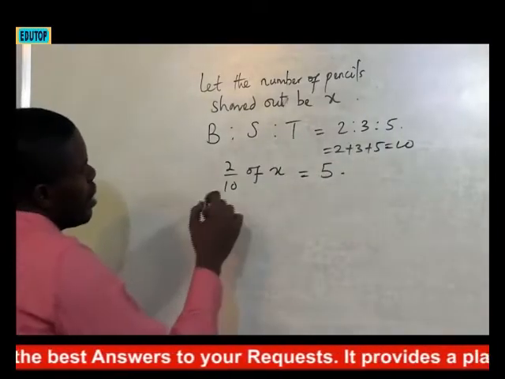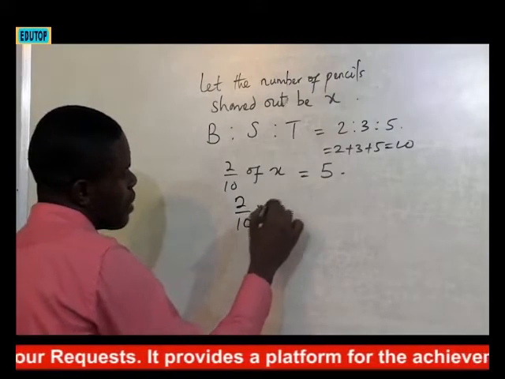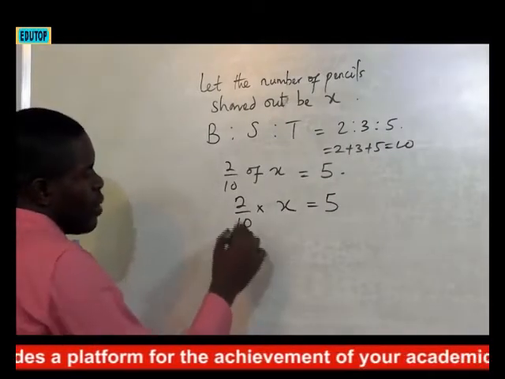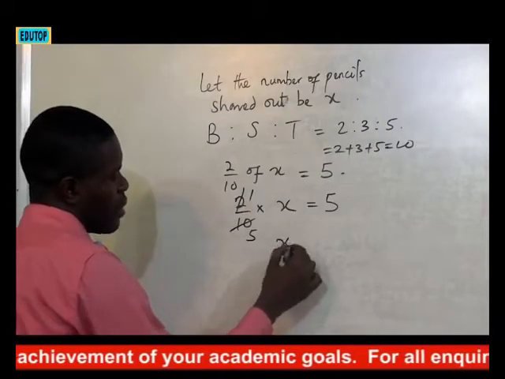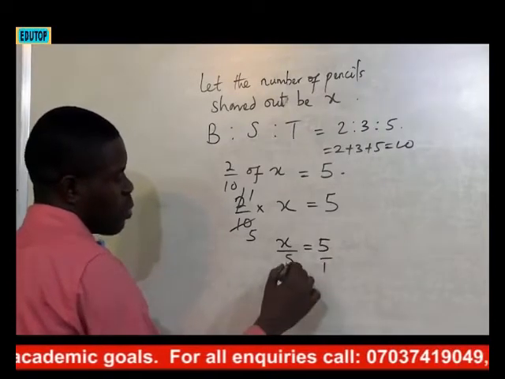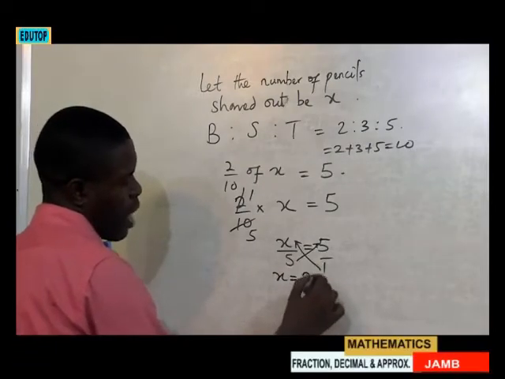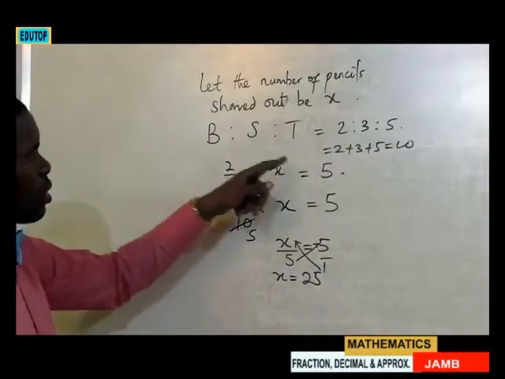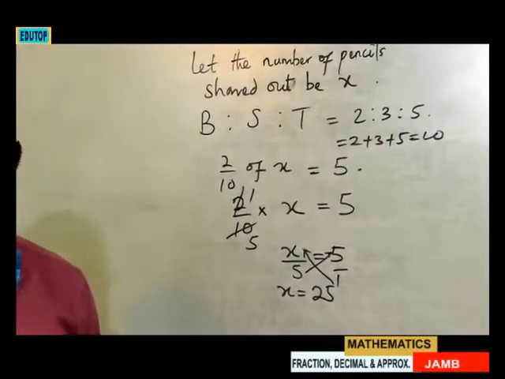Automatically, "of" in mathematics becomes multiplication, so we have 2 over 10 times x equals 5. Then we say 2 into 2 is 1, 2 into 10 is 5. So 1 times x over 5 equals 5. We cross multiply: 1 times x equals 5 times 5, which is 25. So the number of pencils shared out, which is x, is 25. That answers question number 10.